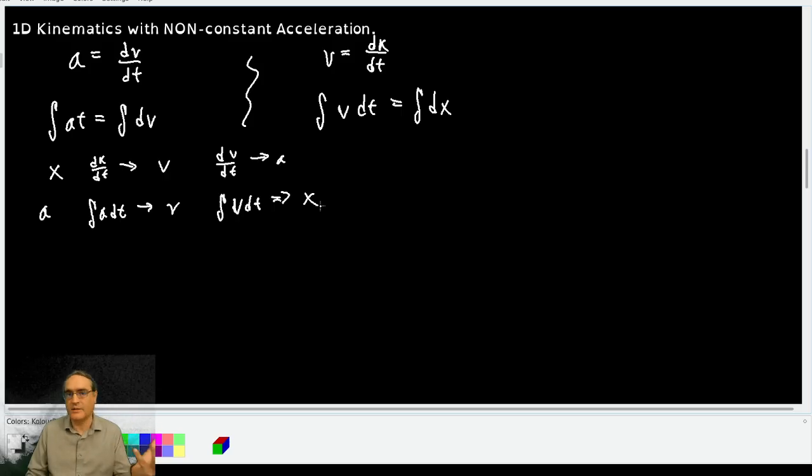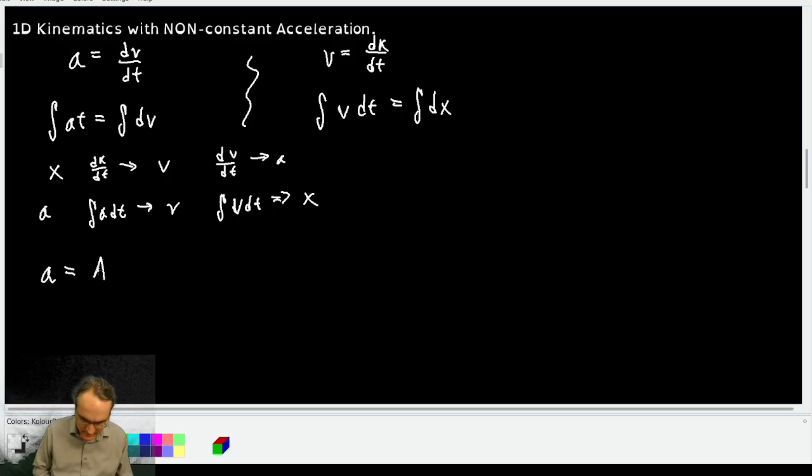So you can get equations for position, velocity, and acceleration from any of the givens, if you're given position as a function of time, acceleration as a function of time, or velocity as a function of time. And that's pretty much what you must do. I'm going to give you a quick problem where we have a very obviously non-constant acceleration.